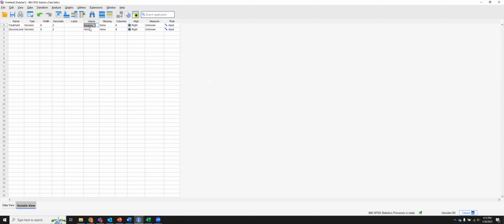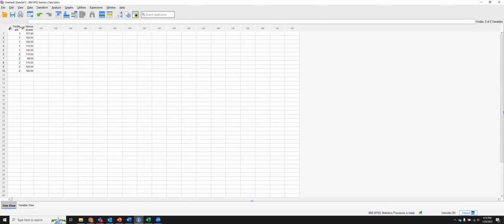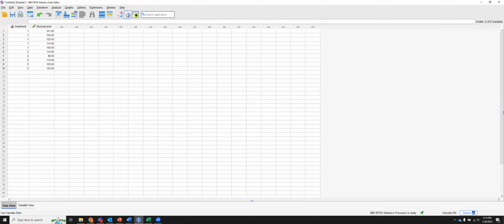For group 1, it's basically nominal, because there are two groups, and group 2 is just numbers, so it's a scale. For this one, of course, we don't really need decimals for the group variable. Now it's like this, so we can make it larger, and you can see.